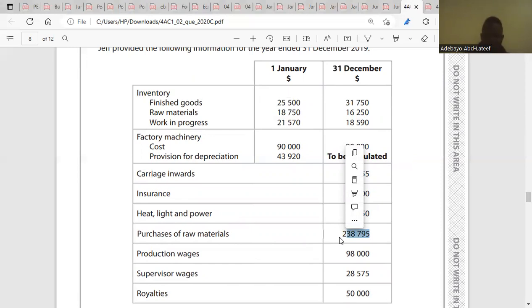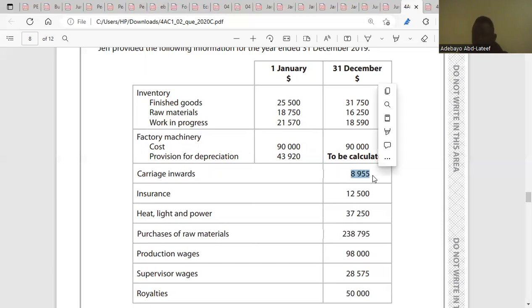238,795. Then we check what we have again. We have carriage inwards. You know what carriage is now? It is the amount of money you spend to ensure that the raw materials are delivered to your premises. It's still part of your cost. So you add carriage inwards. That will give you 18,750 plus 238,795 plus 8,955.